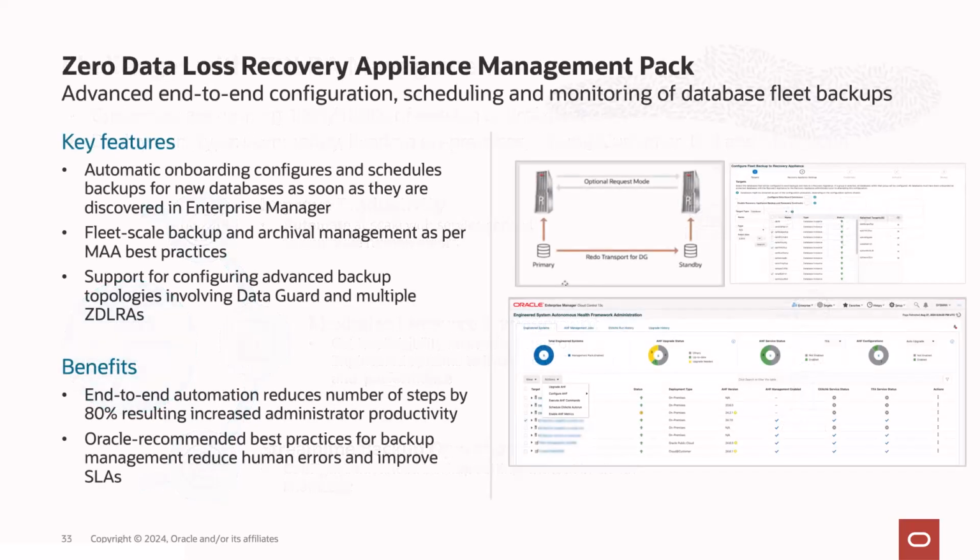This is where the Zero Data Loss Recovery Appliance Management Pack will help. Key features in the pack are automatic onboarding by configuring databases for backup to the recovery appliance, and automated backup scheduling for databases, and this can be done as soon as the database is discovered in Enterprise Manager. There are features for fleet scale backups per MAA best practices. And we have provided new features for advanced backup, including multiple recovery appliances and Data Guard. So all in all, it can reduce backup management by up to 80%, reduce human errors, and improve SLAs.